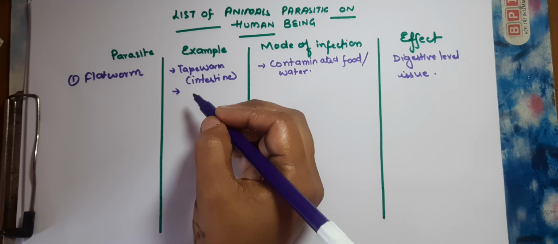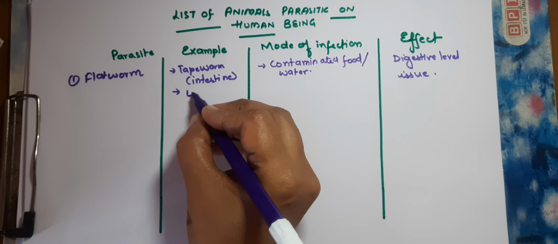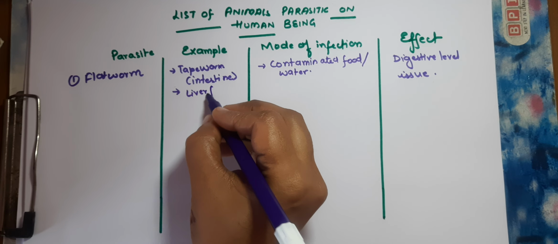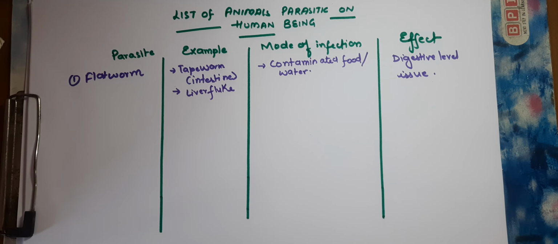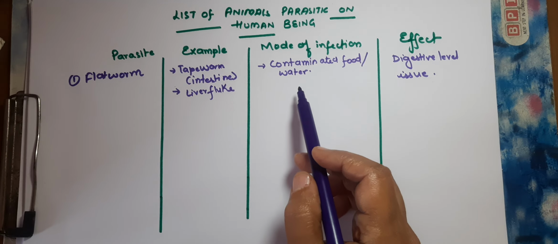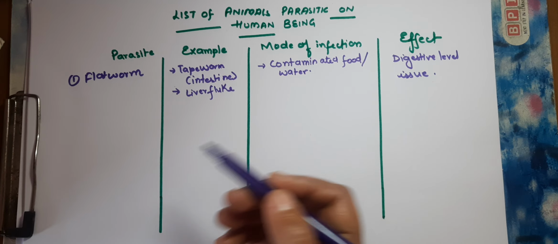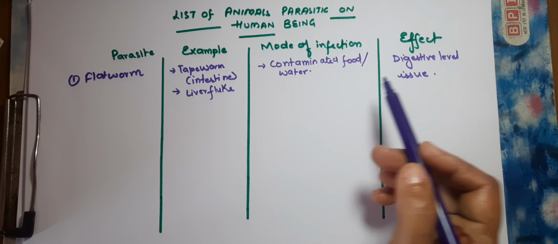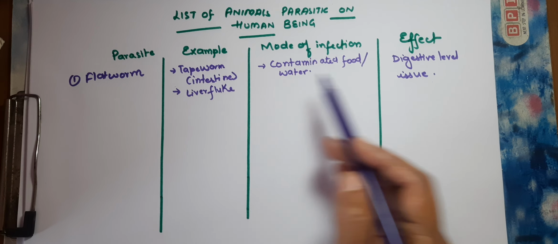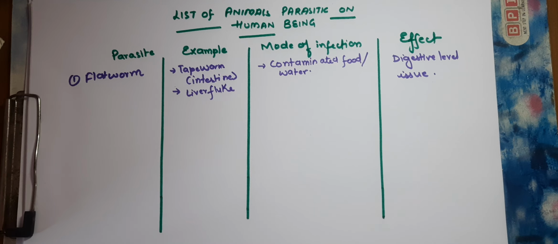The second example for the flatworm is the liver fluke. The liver fluke is known as Fasciola hepatica. This parasitic worm will infest the human liver, causing fascioliasis, and humans are infected by consuming contaminated water or plants like watercress. So the mode of infection is contaminated food or water. Eventually they affect our digestive system, so it will create problems in our digestive related system.